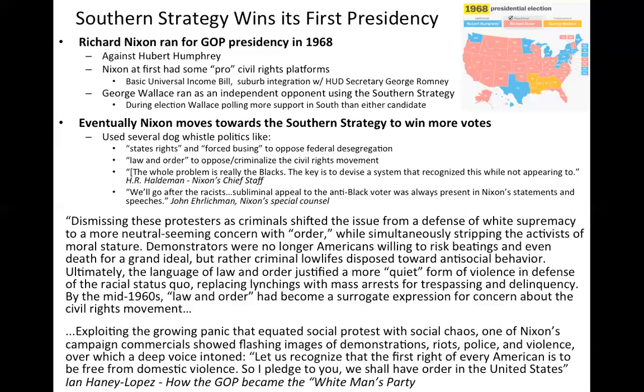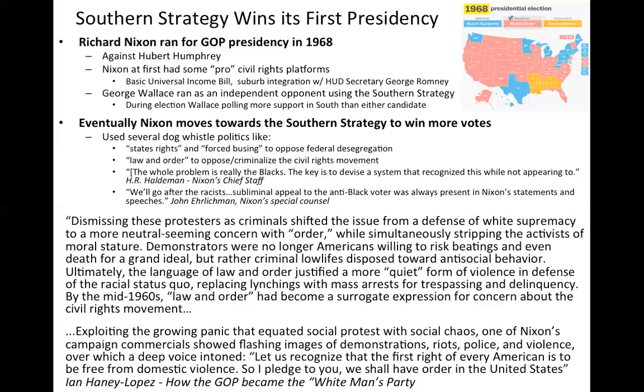and did all these racial dog whistles that felt good, didn't feel like it was racist, but ultimately was about cracking down on Black people trying to rise up against their situation. And again, we have Nixon's Haldeman talking about how the whole problem is really the Blacks. The key is to devise a system that recognizes this while not appearing to. And John Ehrlichman, Nixon's special counsel, also says, we'll go after the racists. Subliminal appeal to the anti-Black voter was always present in Nixon's statements and speeches.